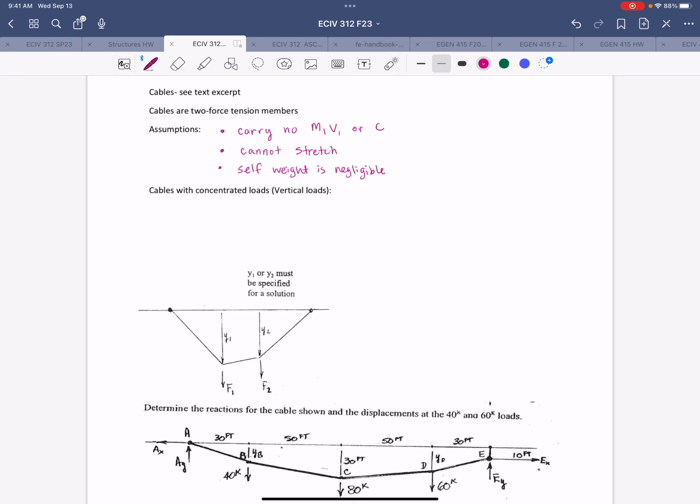And for cables that carry heavy vertical loads, that's generally an appropriate assumption because the self-weight is very small compared to the forces that the cable supports. Again, if you just have a cable that is only supporting its self-weight, then you have that catenary behavior to think about.